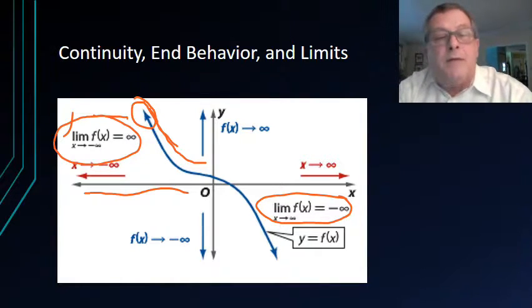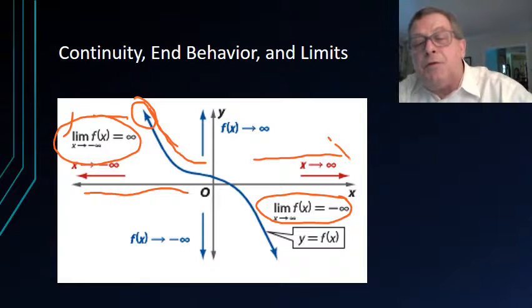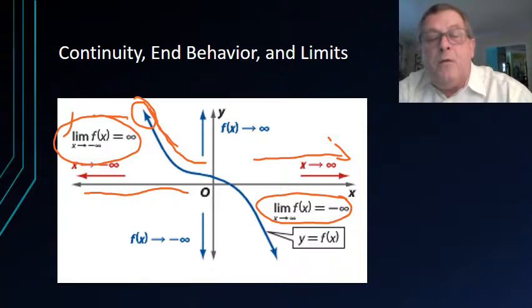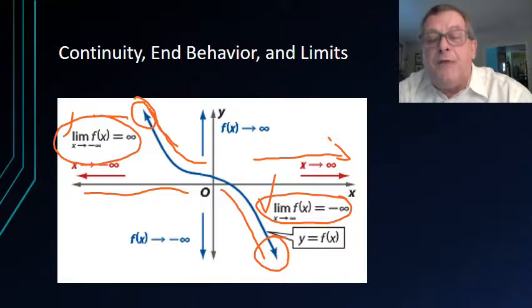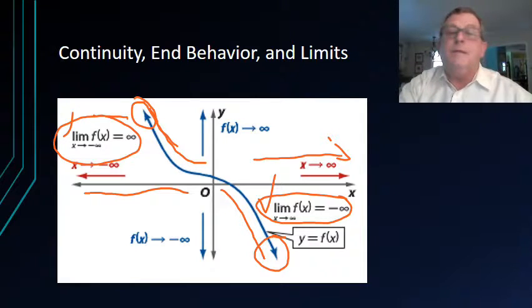And here on the right side, that's the left side. Here on the right side, as x is moving towards infinity, we can see that f of x or y is down below the horizontal axis, and so it is moving towards negative infinity. The limit of f of x as x is approaching infinity is negative infinity. Pretty simple.